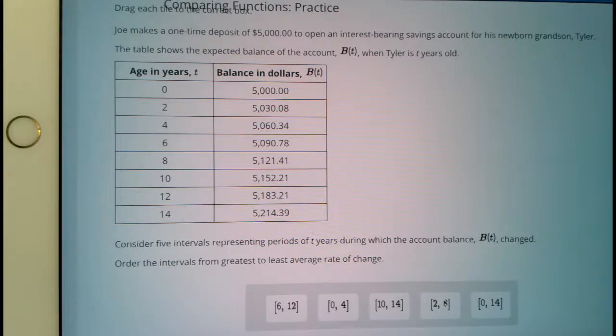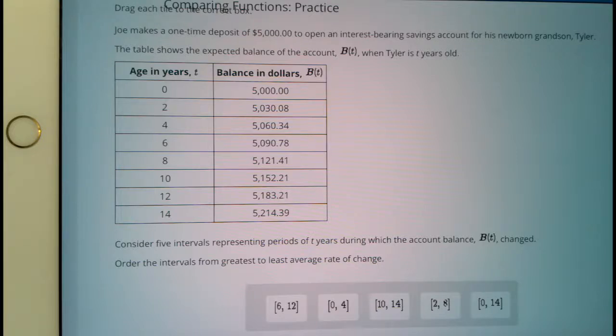Joe makes a one-time deposit of $5,000 to open an interest-bearing savings account for his newborn grandson Tyler. The table shows the expected balance of the account when Tyler is T years old. Consider 5 intervals representing periods of T years during which the account balance B of T changed. Order the intervals from greatest to least average rate of change.